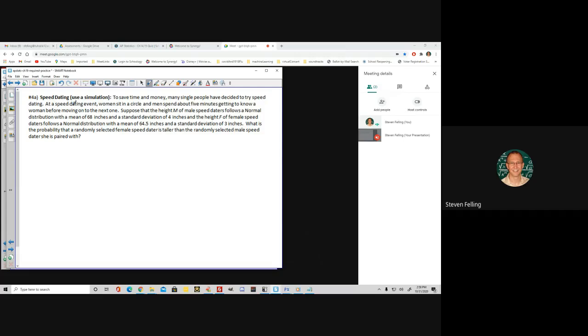Okay, suppose the height of males could be represented by a random variable M of male speed daters, and they're normally distributed. So men have an average of 68 inches height with a standard deviation of 4. Okay, but women's heights are also normally distributed with a mean of 64.5 inches, standard deviation of 3. What's the probability that if I select a random female and a random male, that the female will be taller than the male? Okay, so we could kind of simulate just doing that once.